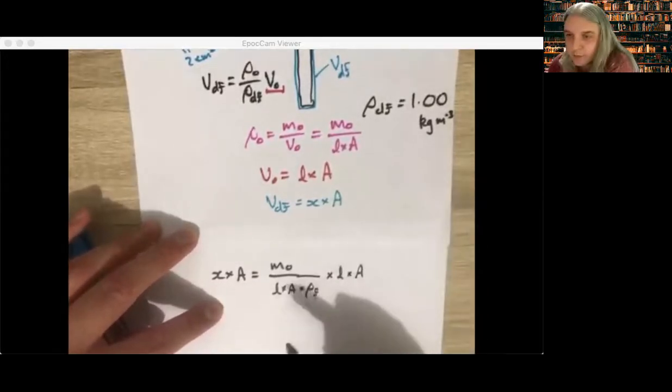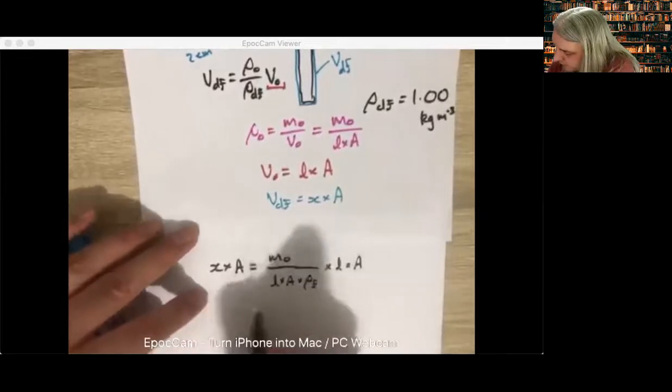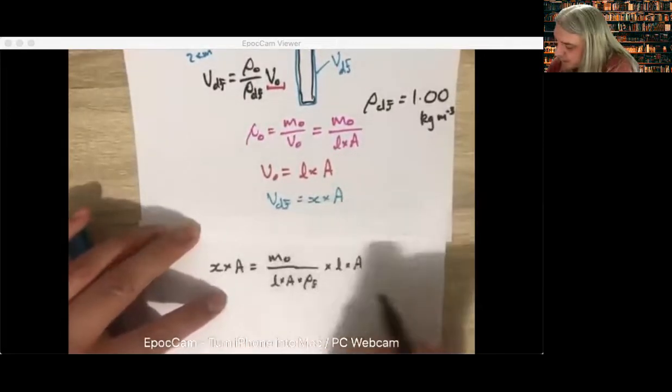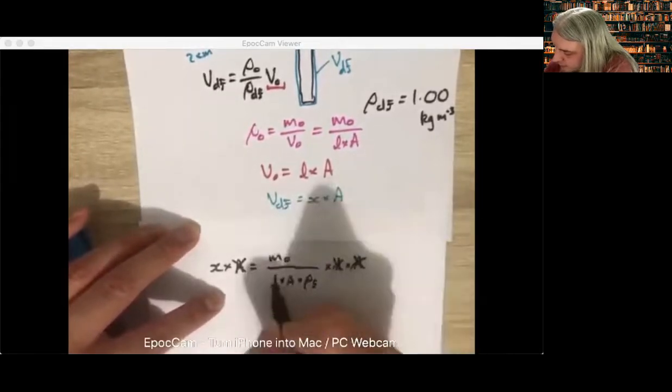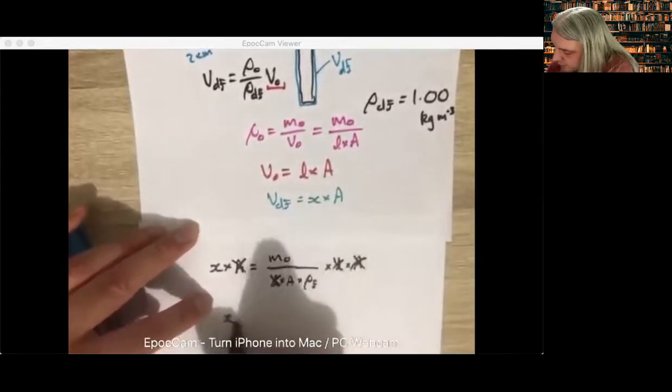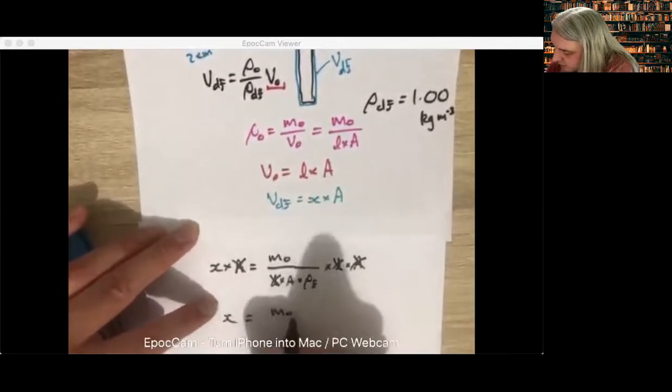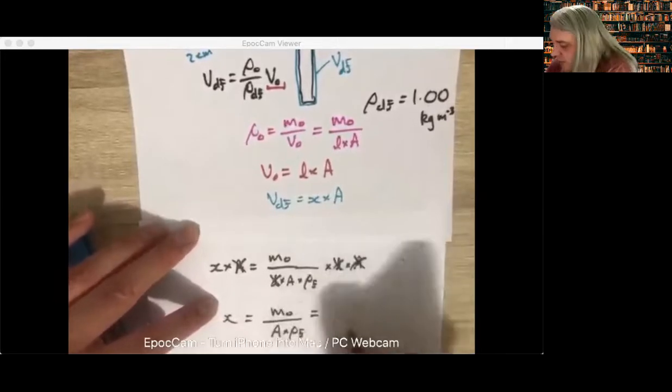So what have we got out of that? Well, we've actually got A's we could cancel all over the place. I'm going to cancel this one and this one. And then I'm going to cancel this L and this L. And we're left with x is equal to the mass of the object over area times the density of the fluid, which is the density of water.